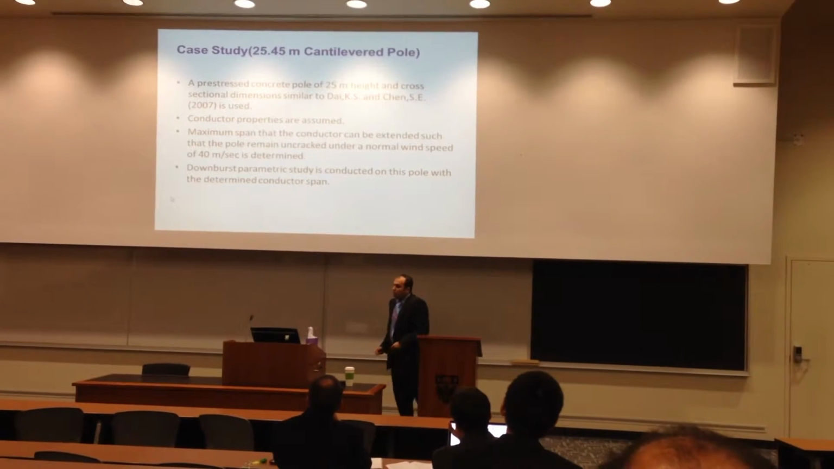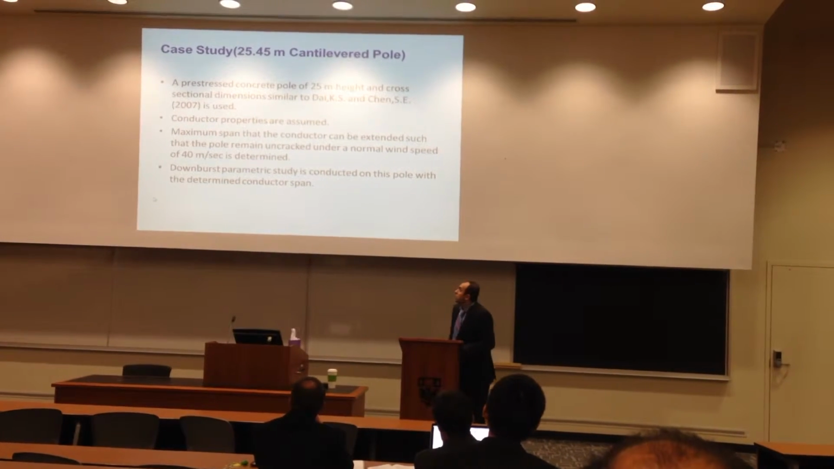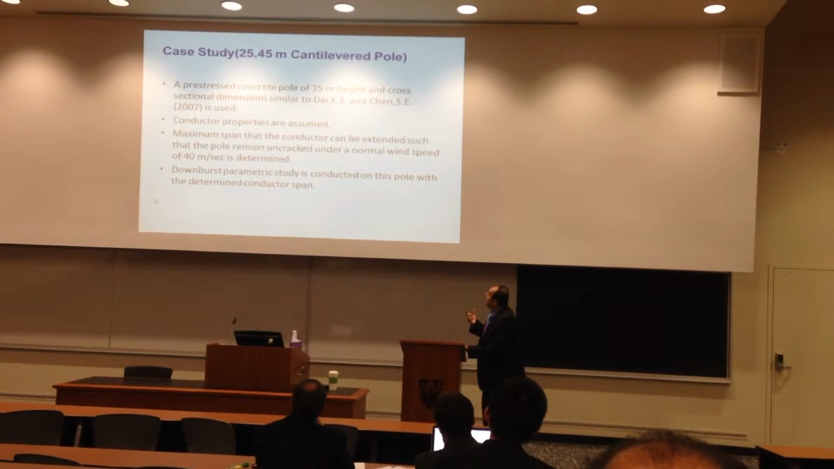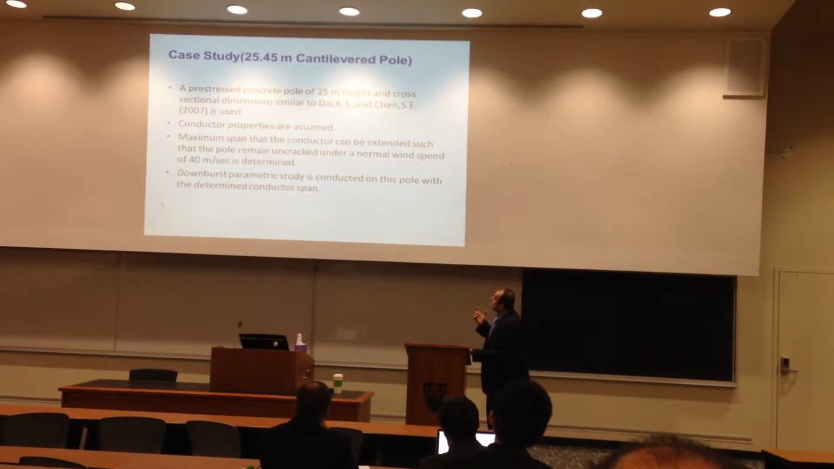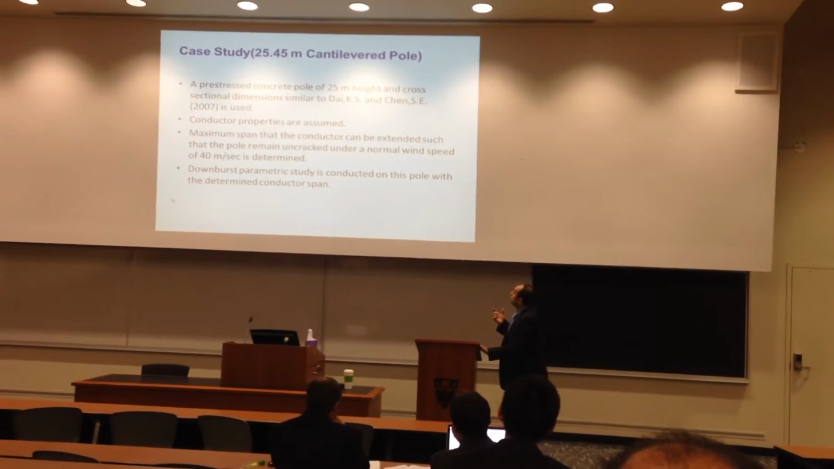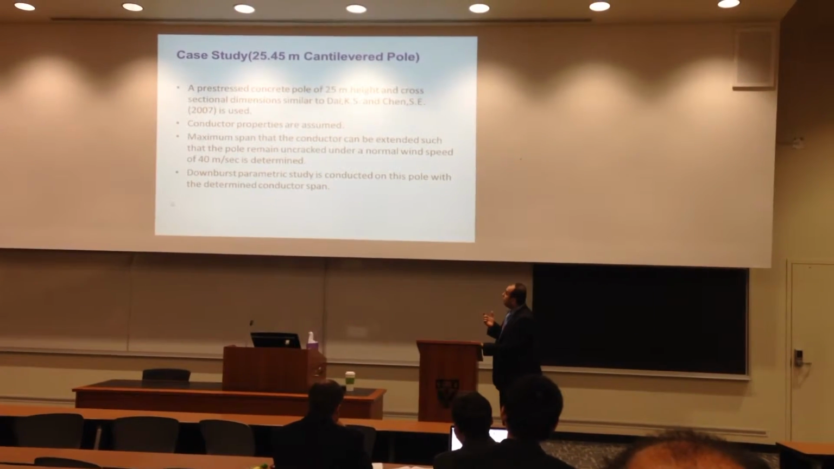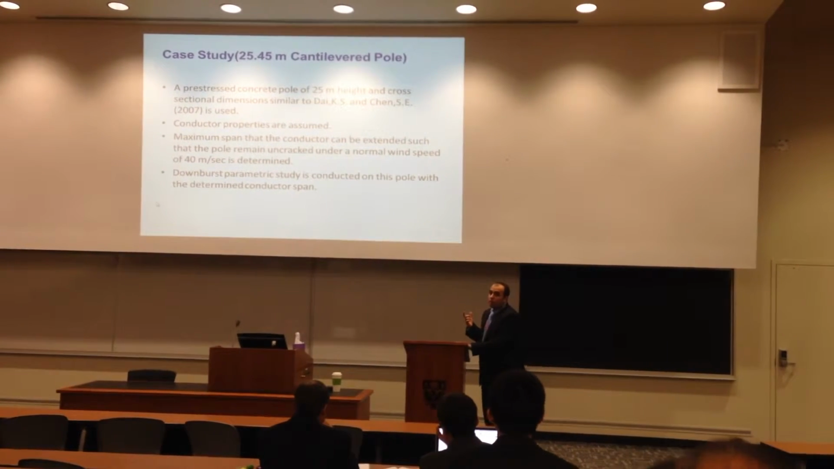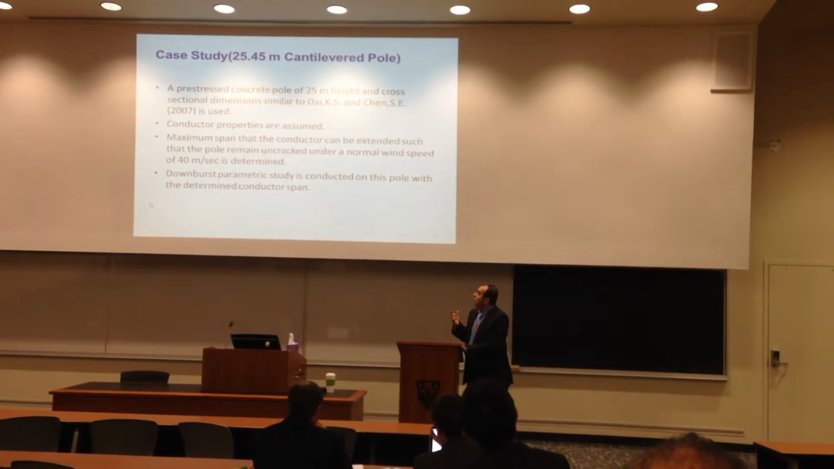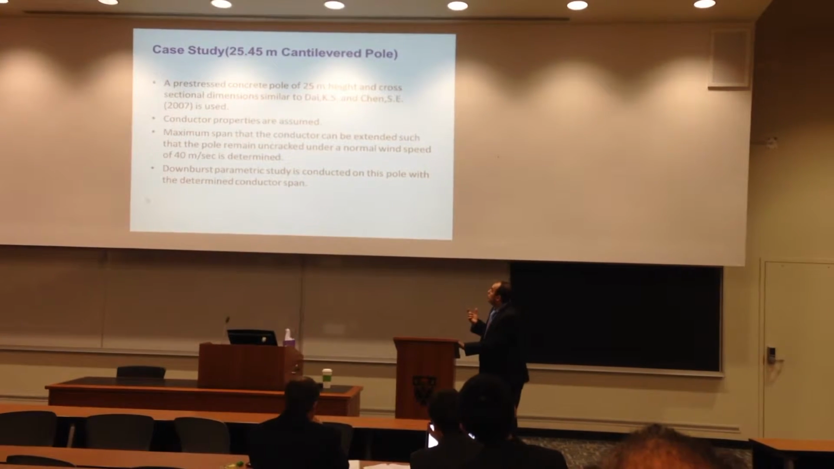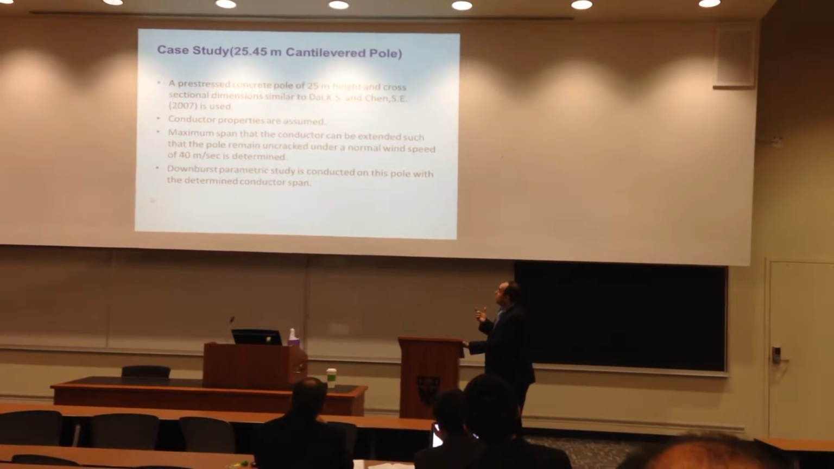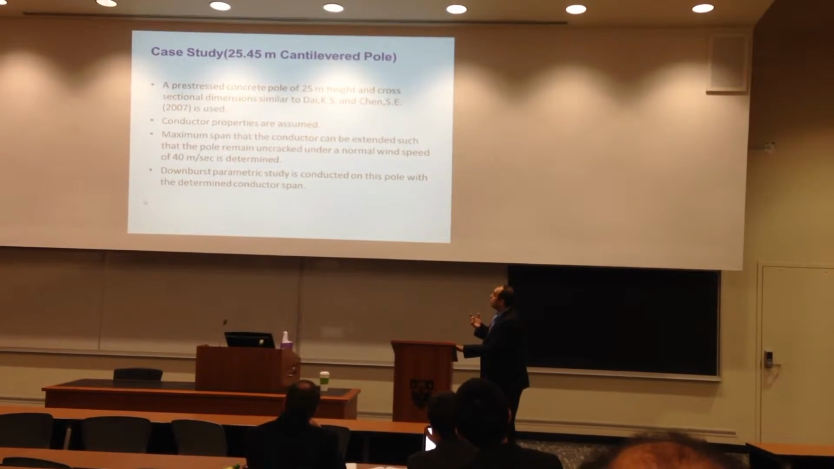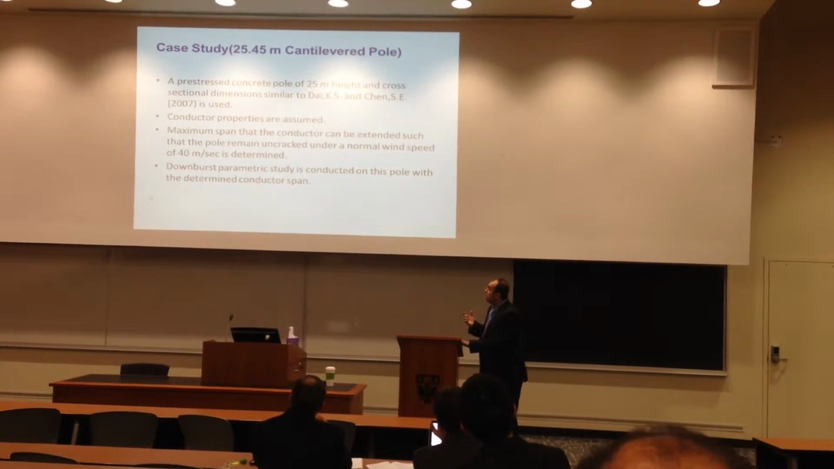A case study was used, a 25 meter pole at Liverpool, and the cross-sectional dimensions are similar to Dai and Chen 2007. Arbitrary conductor properties were assumed, and the maximum span that the conductor can extend such that the pole remains uncracked under a normal speed of 40 meters per second is determined.